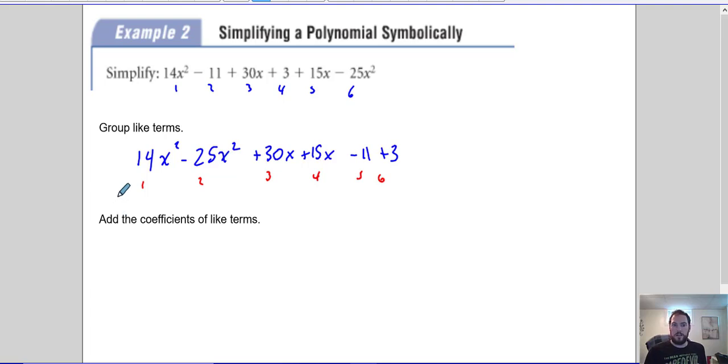Now we can look for our zero pairs, or we can simply recognize that this is 14x squared minus 25x squared. Because they have the same variable, all I really have to do is perform the operation on the coefficients. In other words, it's 14 minus 25 x squared. That leaves me with 14 minus 25 is negative 11x squared. And then I have 30x's plus 15x's, so 30 plus 15 is 45x. And then I have negative 11 plus 3, so that is minus 8. And there is my simplified polynomial where I have combined like terms.